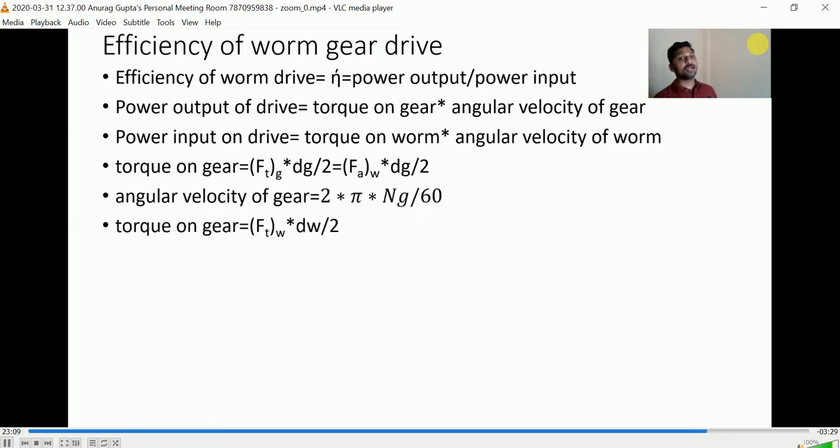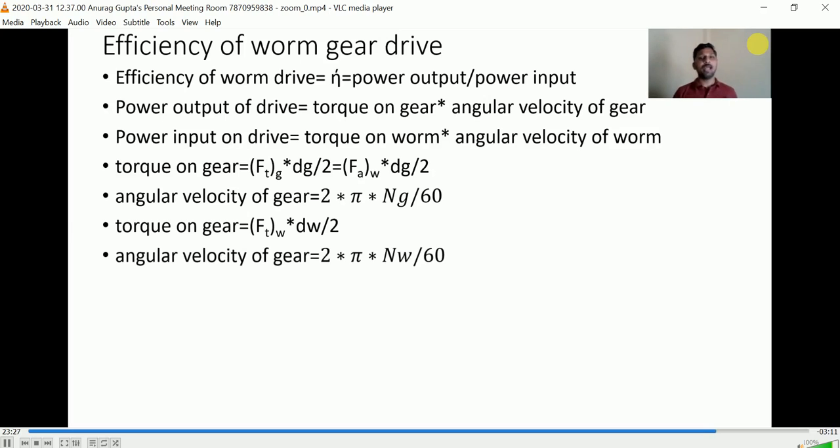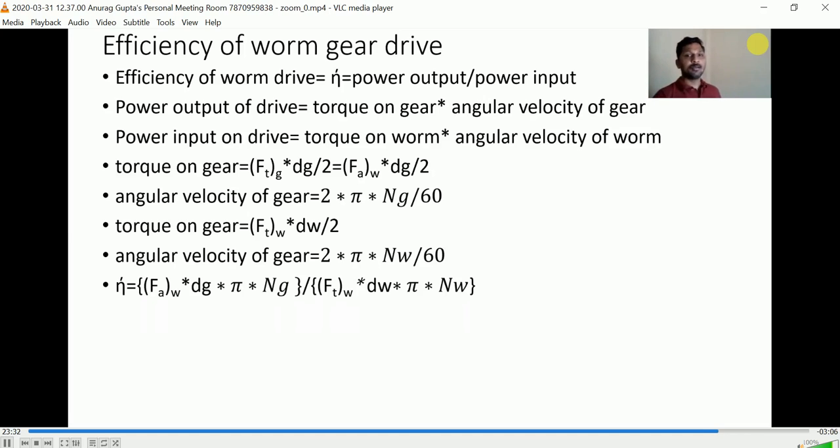Similarly, the torque on the worm, which is mistakenly written as gear, is the torque on the worm. So the torque on the worm will be the tangential force on the worm multiplied by the radius of the worm. And the angular velocity of the worm is 2 pi Nw divided by 60. Now we can write down the efficiency. Efficiency is nothing but the torque times angular velocity of the gear divided by the torque on the worm multiplied by the angular velocity of the worm. So 60 will cancel out.